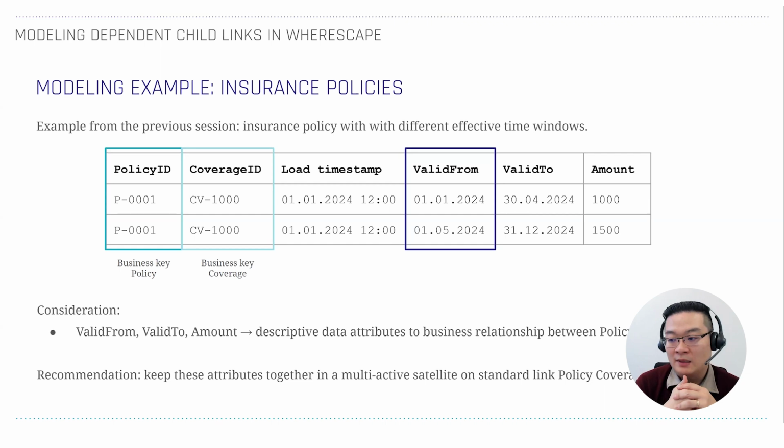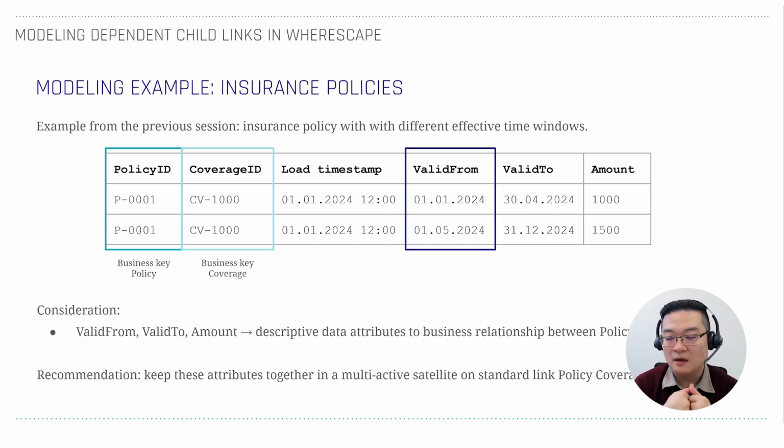And the only way to do that is if you would build multi-active satellites on top of the link between policy and coverage. And now you have a link with only the combination of policy and coverage, which is quite short, right? It's a short list of unique combinations. And then the valid from, valid to, and amount you would put into the satellites as descriptive information to the link, with the valid from as the multi-active key to uniquely identify the different validity time windows.